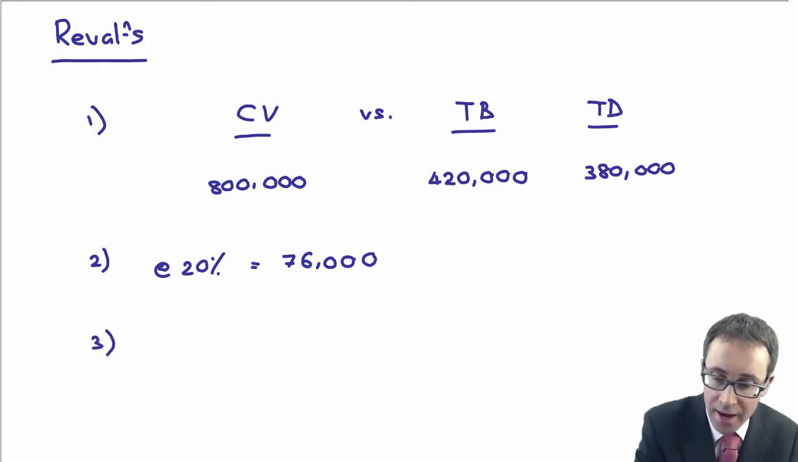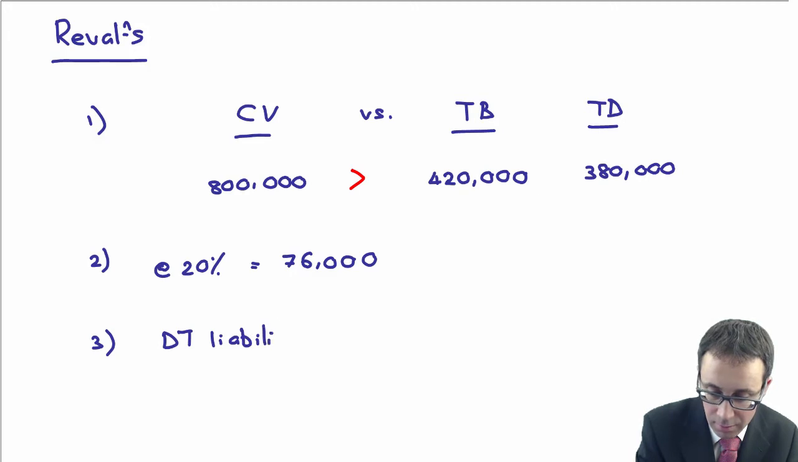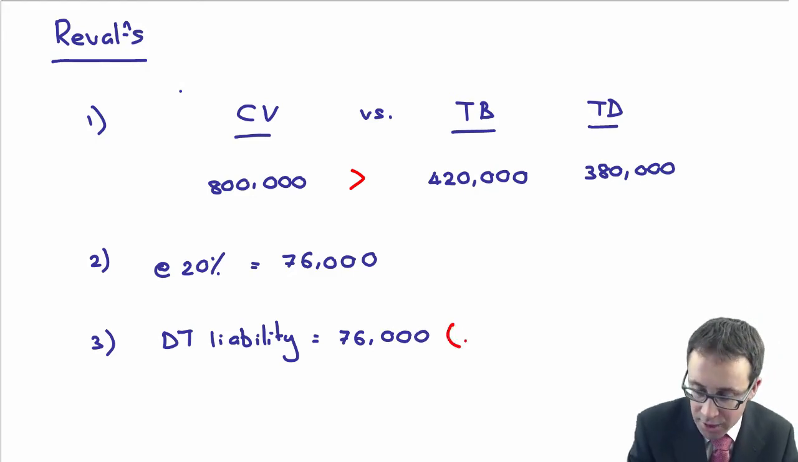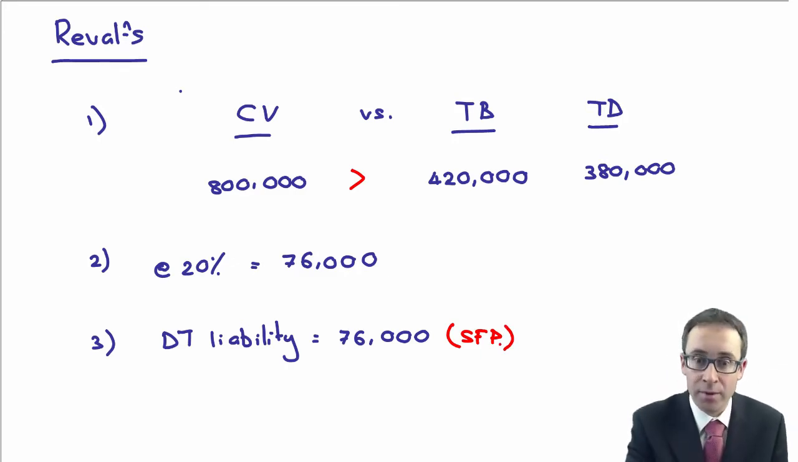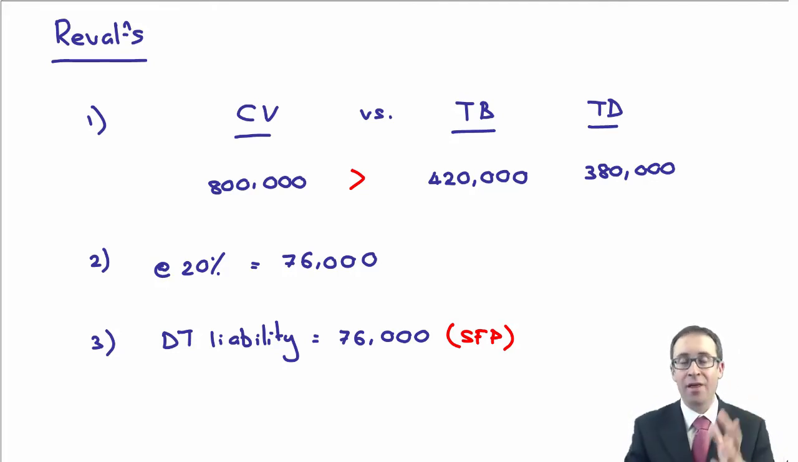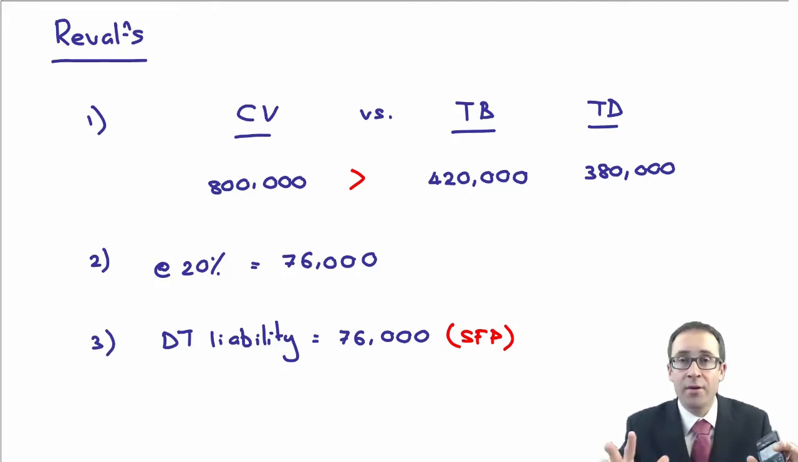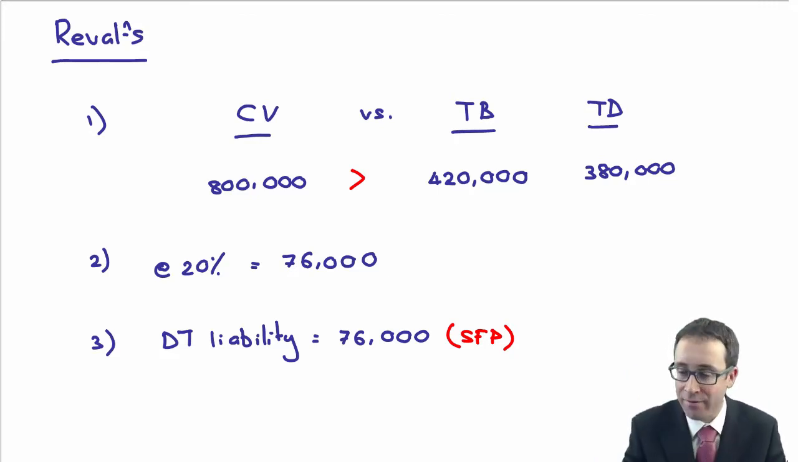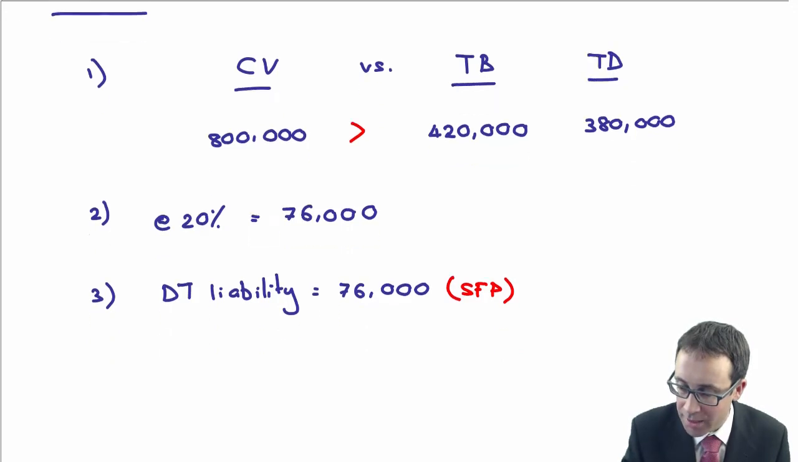Step three, carrying value is greater than the tax base, so you have a deferred tax liability equal to $76,000. So you can forget all this revaluation nonsense, proceed as normal. Obviously, take account of the revaluation in the carrying value, because that's what the asset is under IAS 16 in our books, and get the liability figure. The revaluation, we don't need to make any adjustments just yet on the SFP. The issue that you have, however, is the movement, isn't it?